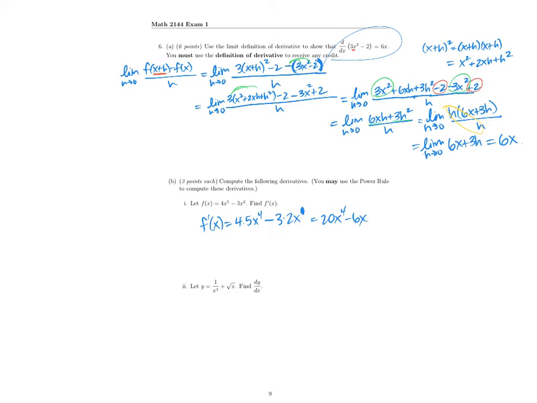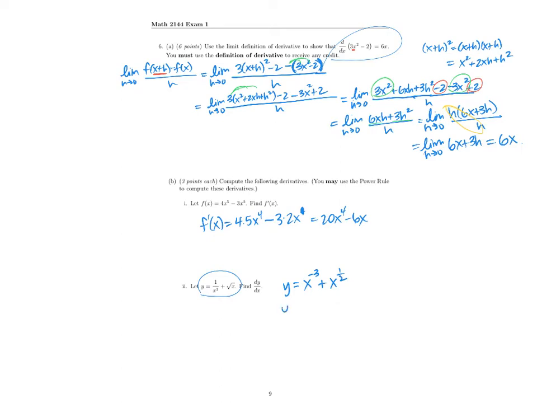For the next one, I want to find dy dx. So for this one, it's going to start by rewriting what y is equal to. So we can write that as x to the negative 3 plus x to the 1/2. And rewriting it in that way will allow us to use the power rule.